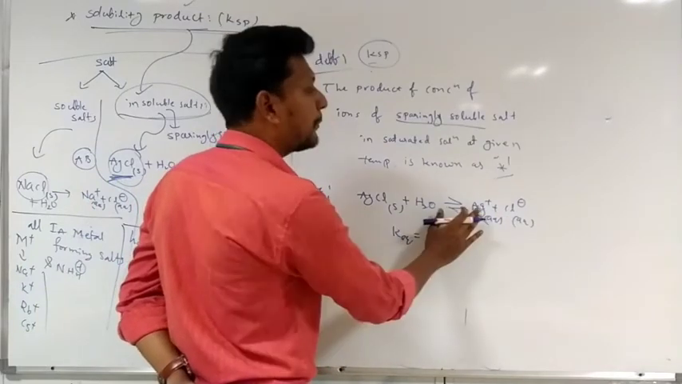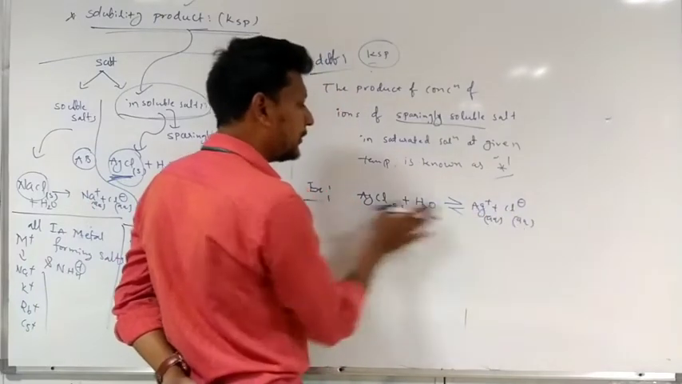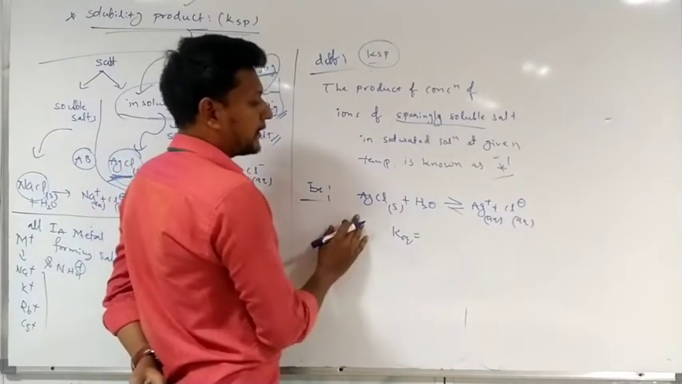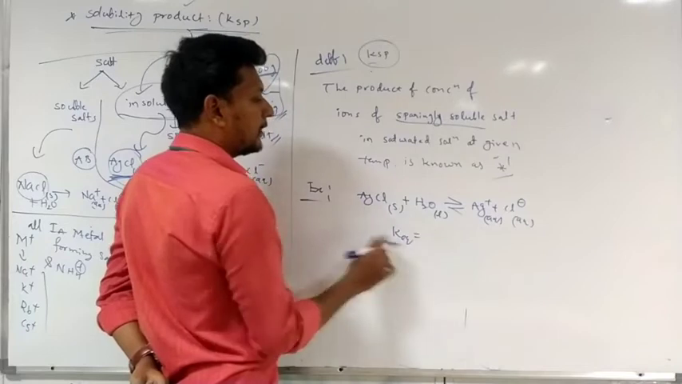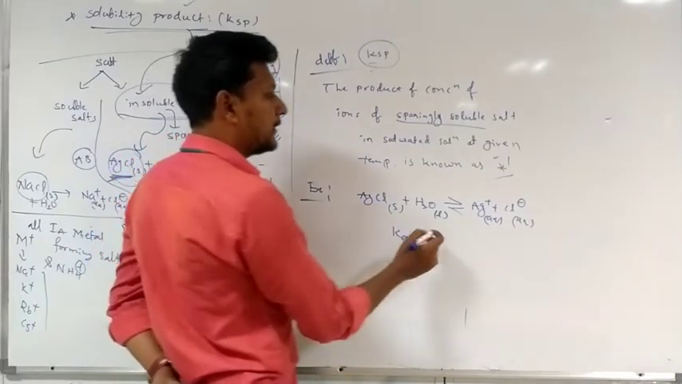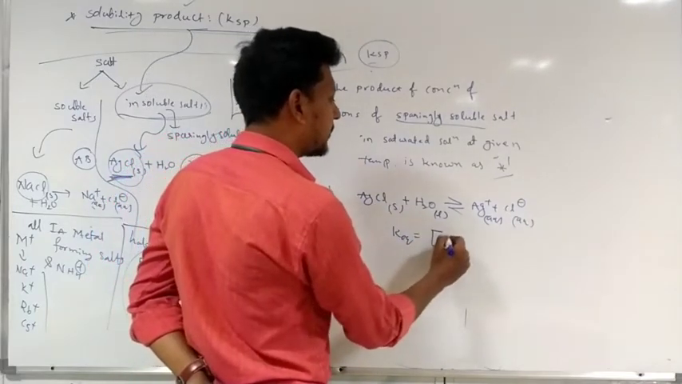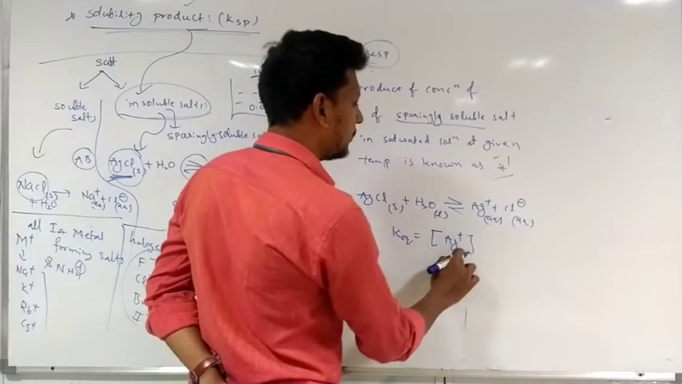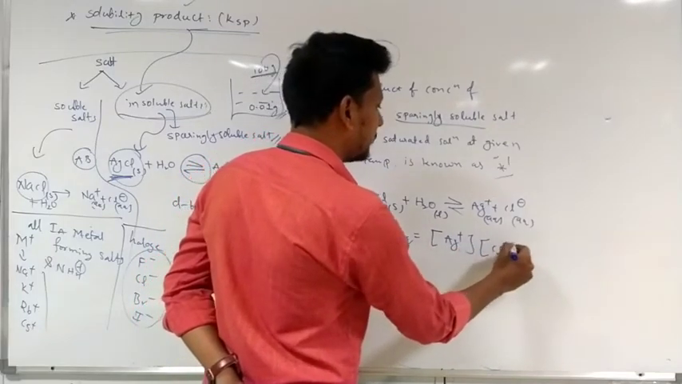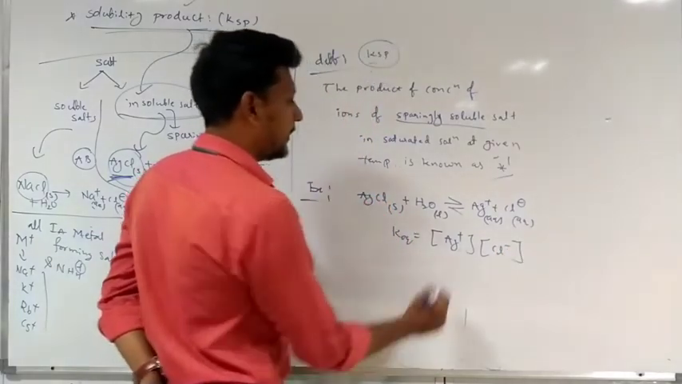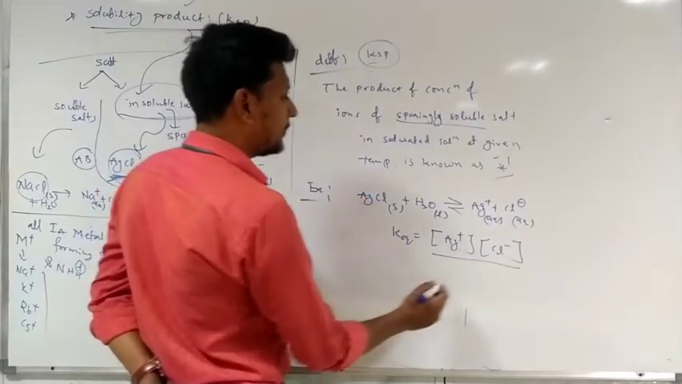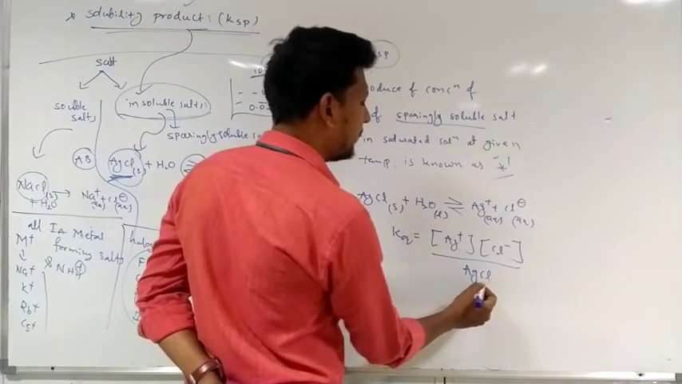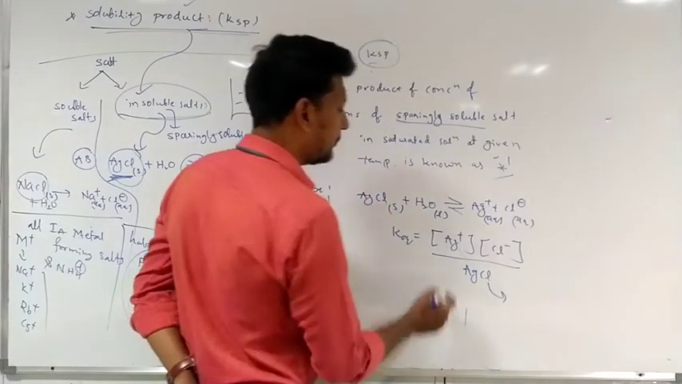The ratio of the product of concentrations of products to the product of concentrations of the reactants. But here, AgCl is a solid, a pure solid or pure liquid. That's why we take the concentration of Ag+ and Cl- only, the products. I am not taking AgCl, because this one is a solid.